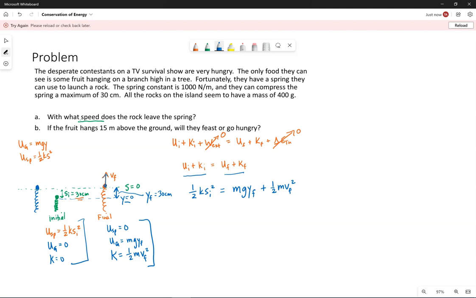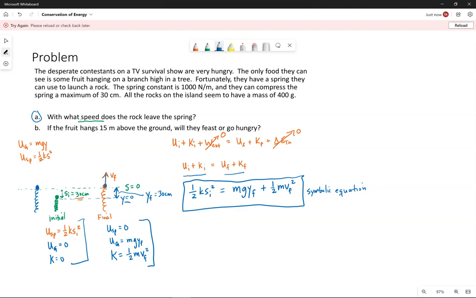So this here, for this specific situation, is our symbolic equation that we would be working with. That is specific to part A. Okay.